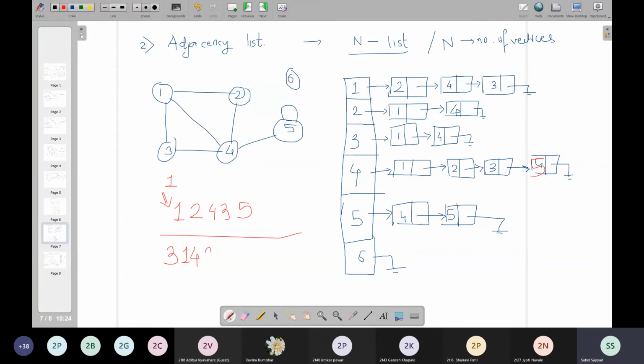Next, I'll try to explore 1. For exploring 1, I'll visit 2. Then 4 is already visited, 3 is already visited, so that will be done. Then further, I'll go and explore 4. For exploring 4, 1, 2 and 3 are already visited. Next 5 will be visited, right? And this will be my final result for the traversal if 3 is considered as the starting vertex with this given list as an input.